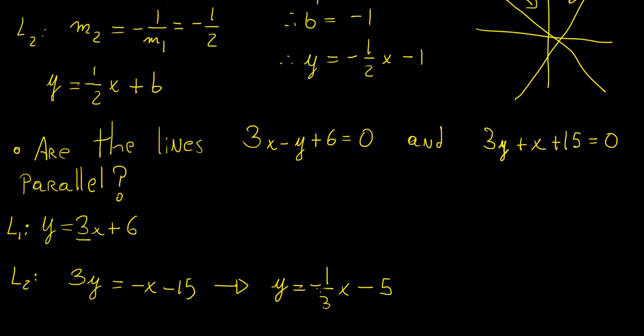So are the gradients the same? Well, clearly they're not the same. So we say that they're not parallel. But if you notice very carefully, it turns out that this one is the negative reciprocal of that one. So what that's telling us is that these two lines, if we were to draw it like this, we have 3 equals minus 1 over 3.